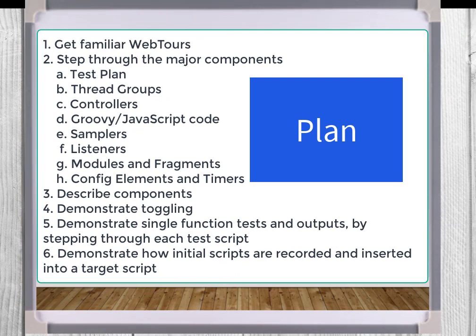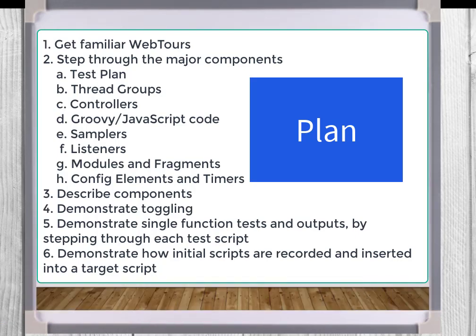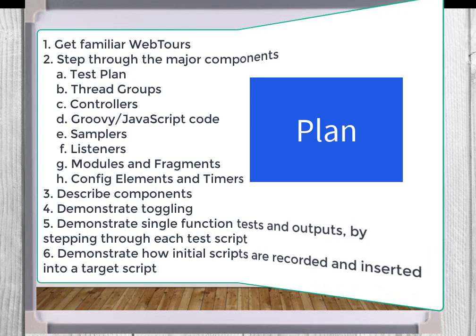The first thing is to get familiar with the target application under test, that is Web Tours, and step through the major script components as an overview exercise, according to the list you see here, and describe how some components were added or modified, and then demonstrate toggling functions, demonstrate single function tests and outputs by stepping through each test script, and finally demonstrate how initial scripts are recorded and inserted into a target script.